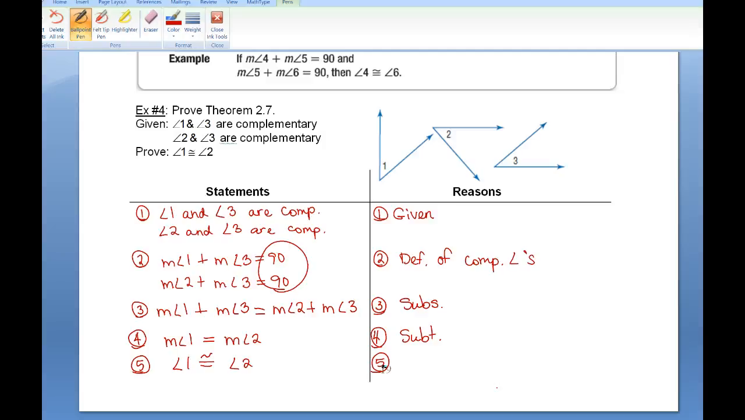Okay, what reason do we have going from equals to congruent? Definition of congruent angles.